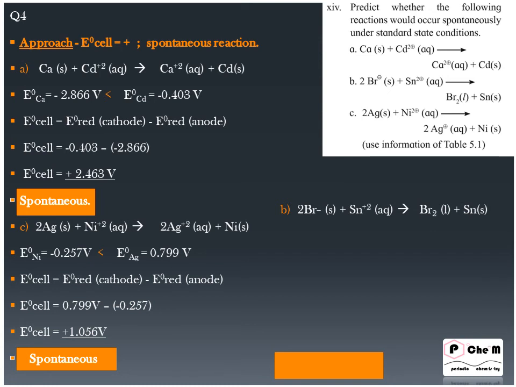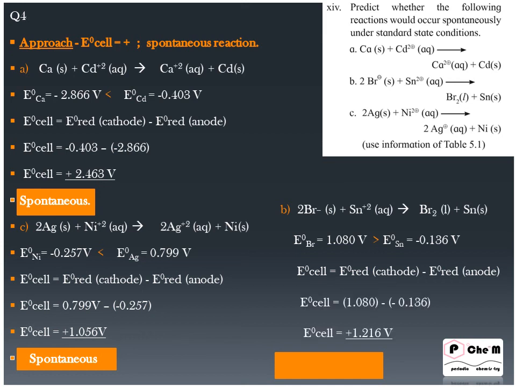To make it more clear, let's solve part B. 2 Br minus ions plus Sn 2+ ions giving Br2 liquid plus Sn solid. Sn is the symbol for tin. Again I will write the standard reduction potentials for each. Here the standard reduction potential for Br is greater than Sn, and therefore it's clear that Br is going to be the cathode electrode while Sn is going to be the anode electrode. And therefore, plugging the values in the equation and calculating, we get plus 1.216 as the standard cell potential of this reaction. And again, this reaction turns out to be spontaneous.